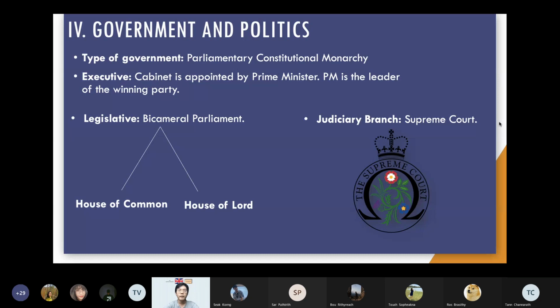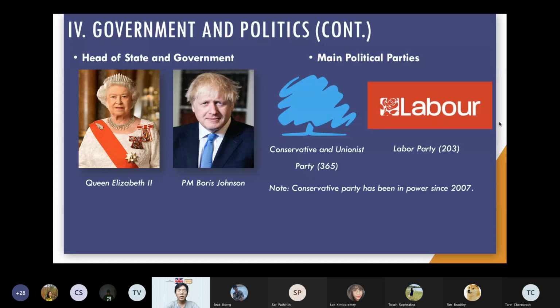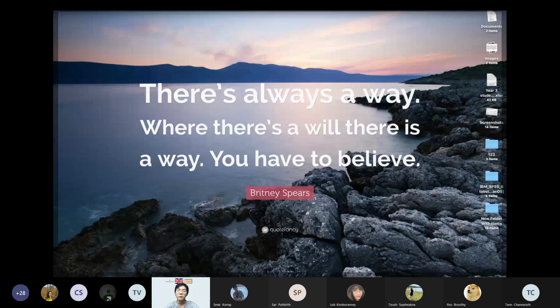And next, we move to government and politics. The type of government is a parliamentary constitutional monarchy, and it consists of three branches. First is the executive. The cabinet is appointed by the Prime Minister, and the Prime Minister is the leader of the winning party. And for the legislative, the system is a bicameral parliament, consisting of the House of Commons and the House of Lords. For the judiciary branch, it has the Supreme Court. And the head of state is Queen Elizabeth II, and the Prime Minister is Boris Johnson. There are two main political parties. The first, also known as the winning party, is the Conservative and Unionist Party, and the second is the Labour Party. The Conservative Party has been in power since 2019.